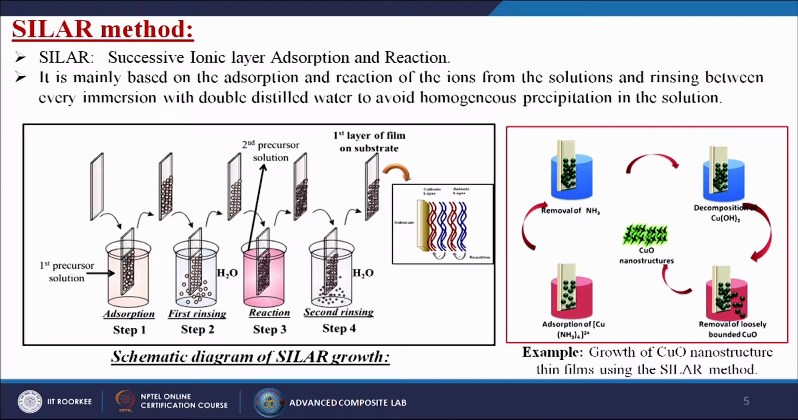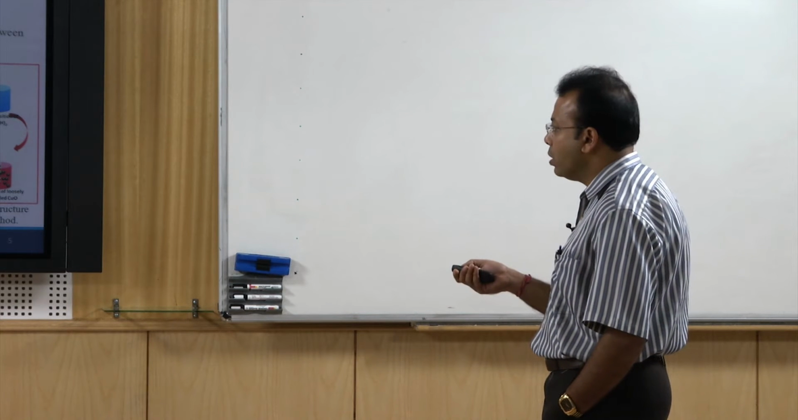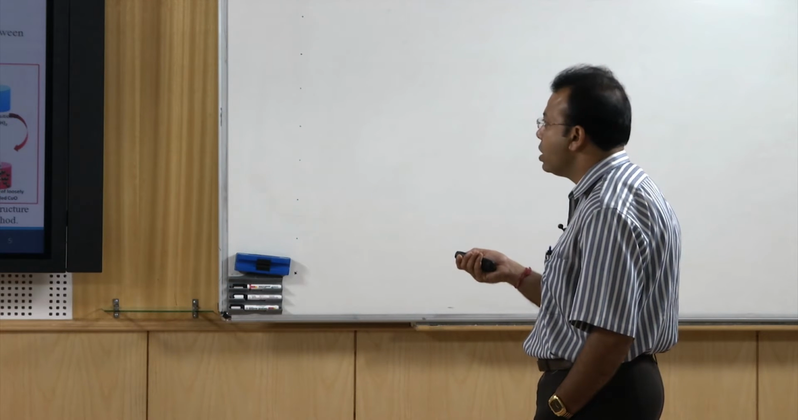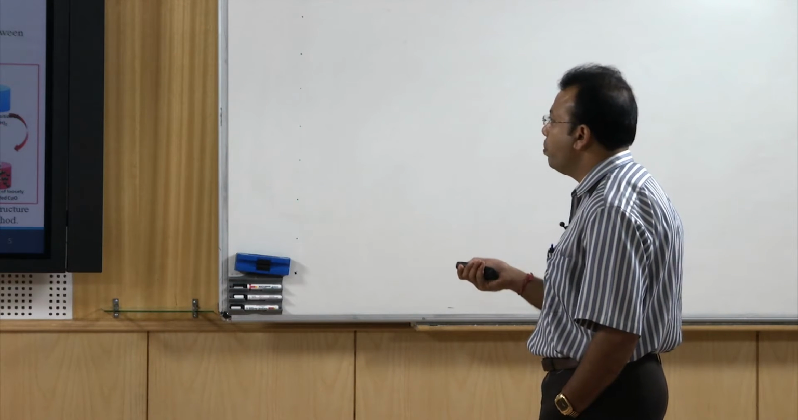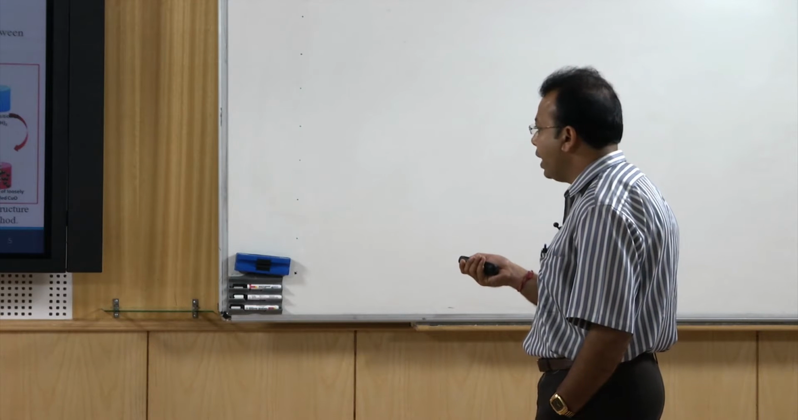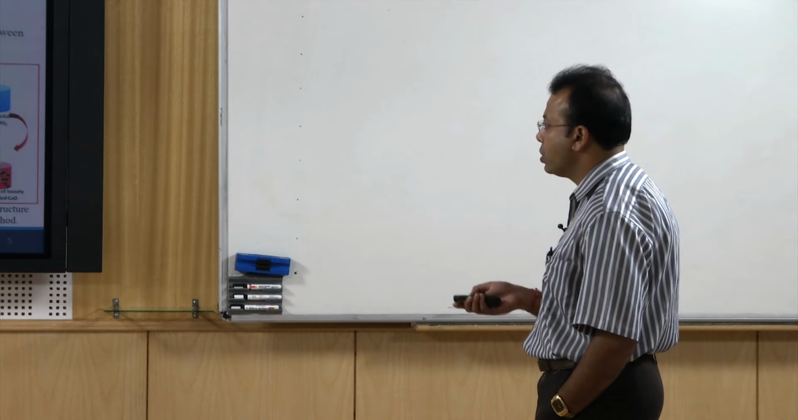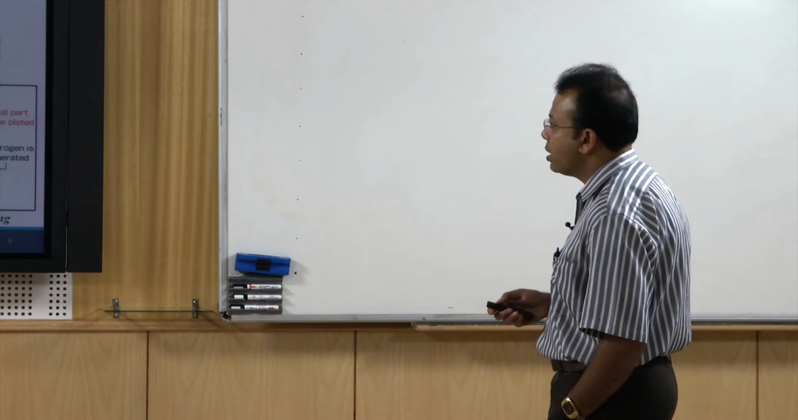then again the removal of loosely bound copper oxide, and then finally we get the copper oxide nanostructures onto the substrate itself. So, by these methods, one is called the adsorption method and then the rinsing method, and then again the reaction method. By applying these techniques we are doing the surface modification of our substrate.